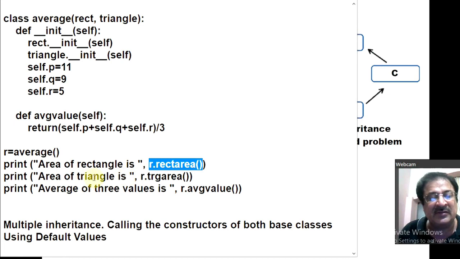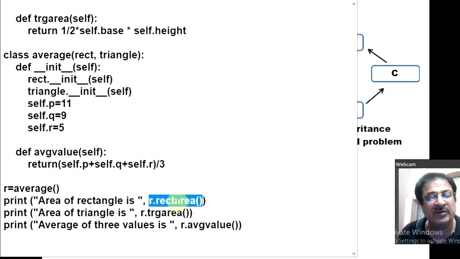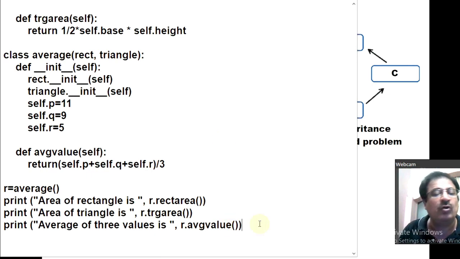Area of triangle is will be displayed on the screen, and you are invoking the TRG area of the triangle class. Cursor will come over here. Half into base into height, that is half into 17 into 13. Whatever the result is will be returned and displayed over here. Then after, the AVG value method is invoked to compute the average of three values P plus Q plus R divided by 3, and the result will be returned and displayed here.